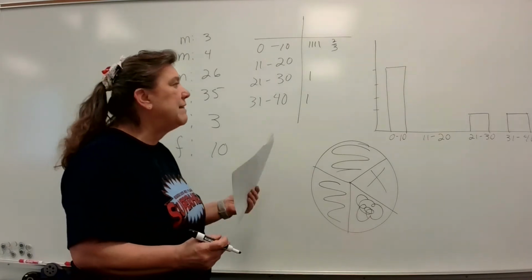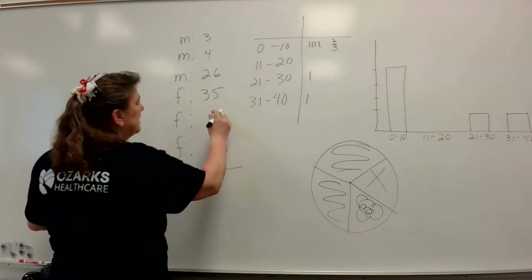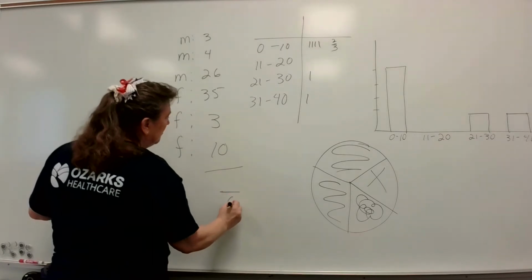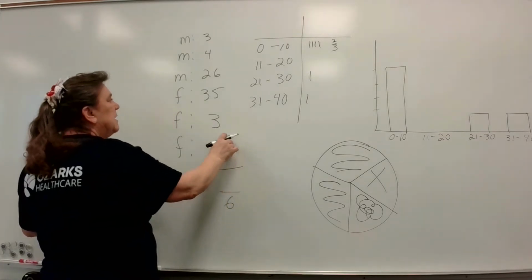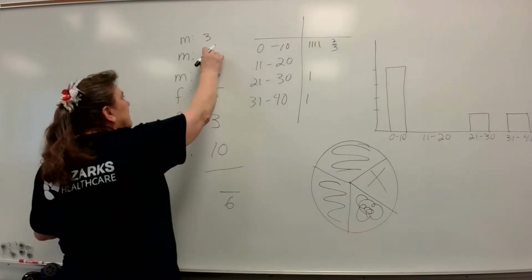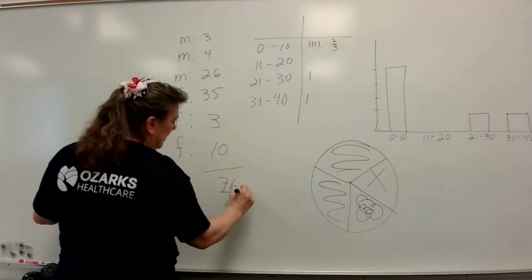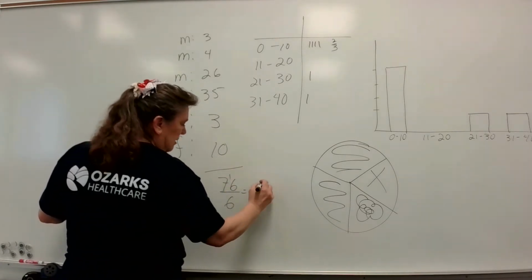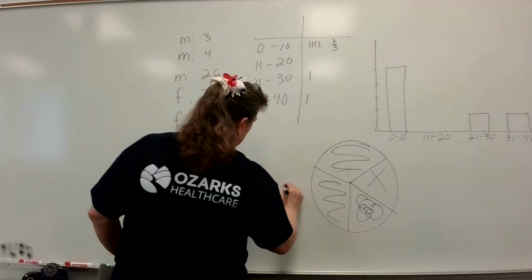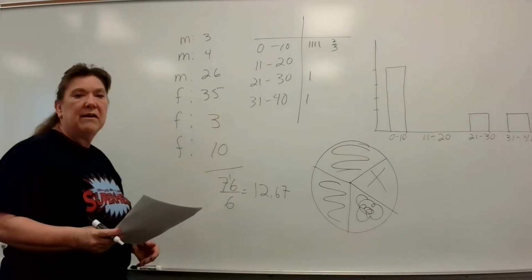Then you're going to find the average. Remember, to find the average, you add up all the numbers and then divide by the total number. 1, 2, 3, 4, 5, 6. So this will be divided by 6. 10, 45, 55, 65, 66, 70, 73, 76. Okay, divide by 6, and that'll be 12 with 2/3, making 12.67 for the data I have for the mean.